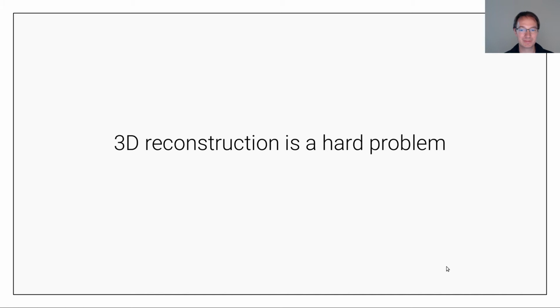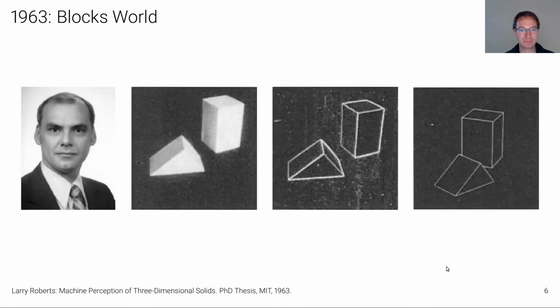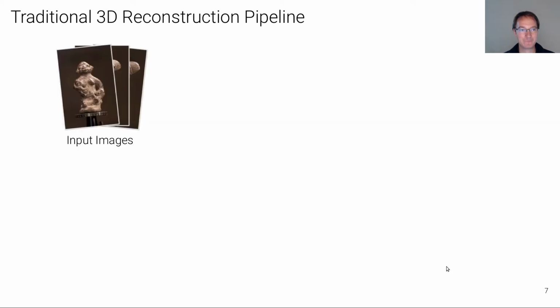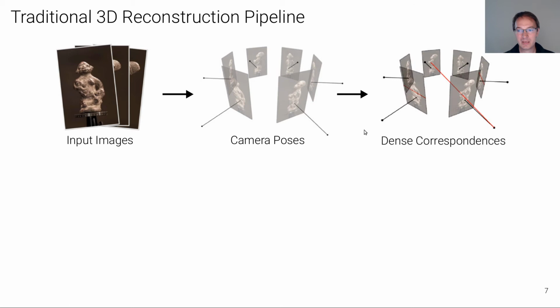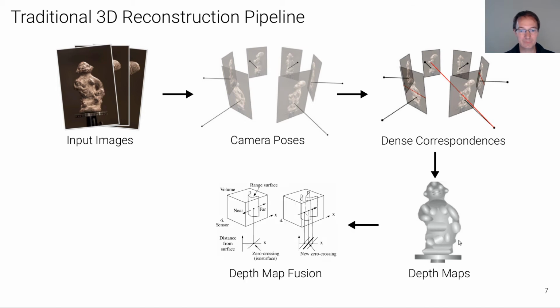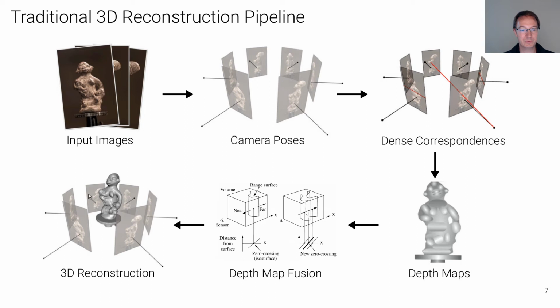However, 3D reconstruction is actually a very hard problem, and it has been researched already since the 1950s. A traditional 3D reconstruction pipeline takes a set of input images, first computes the camera poses for each of these images using structure from motion or bundle adjustment, and then computes dense correspondences across these images, and for instance calculates depth maps that way, which are then fused into a coherent 3D reconstruction that can be further optimized using mesh refinement or volumetric techniques.